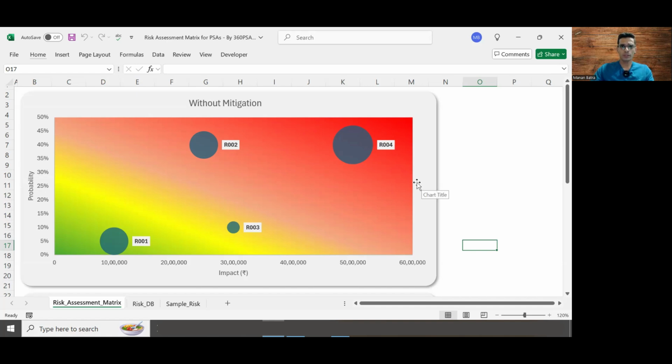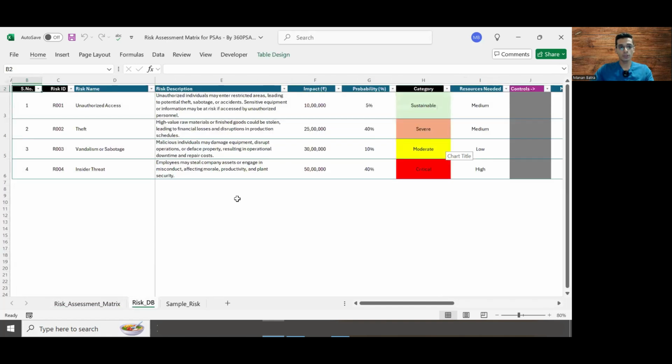A lot of people use different terminologies. What we have used in this example is that whatever is green will be called a sustainable risk, and whatever is deep red will be called a critical risk. I'll show you how this risk assessment matrix is getting populated and why it is such an important concept. Here you see we are in the risk DB sheet. This is basically a database of all the risks that you as a private security agency will tabulate as part of your risk assessment exercise before you take on an assignment.